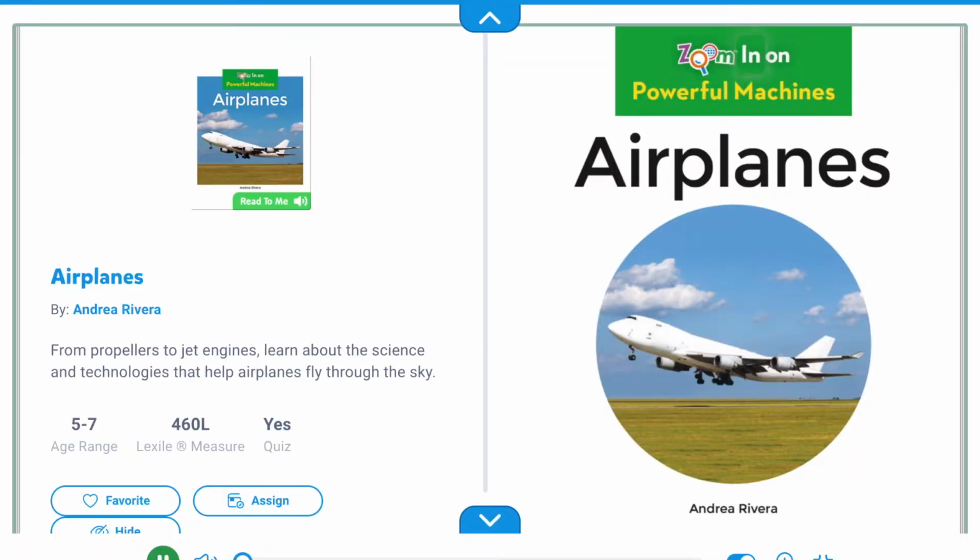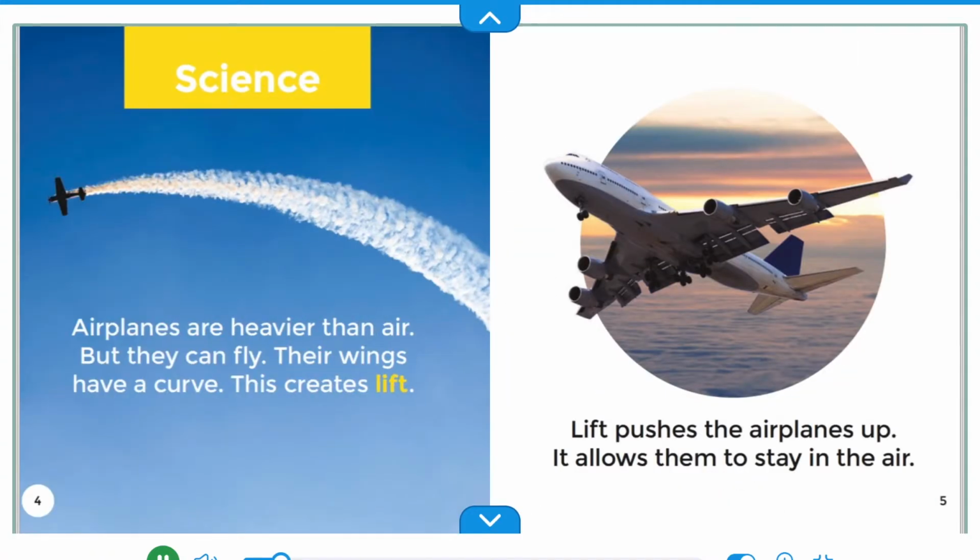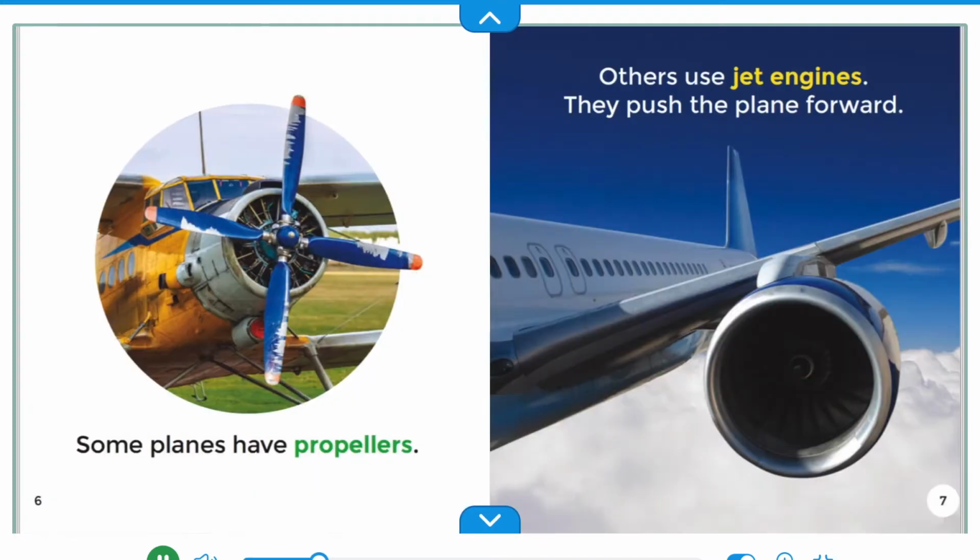Airplanes by Andrea Rivera. Science. Airplanes are heavier than air, but they can fly. Their wings have a curve. This creates lift. Lift pushes the airplanes up. It allows them to stay in the air. Some planes have propellers. Others use jet engines. They push the plane forward.